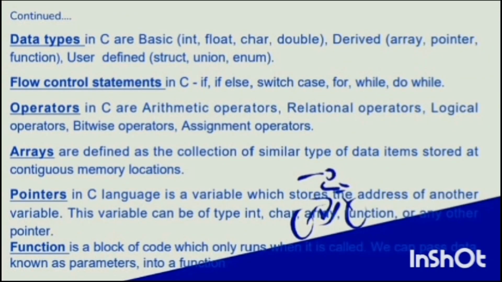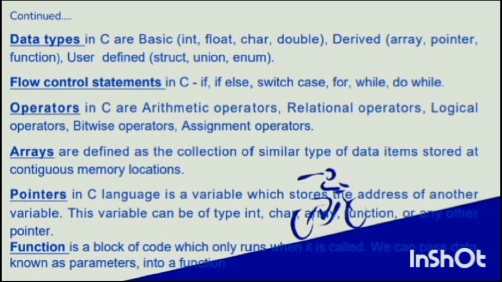Data types in C are basic: int, float, character, double; derived: array, pointer, function; and user defined: structure, union, and enum. Control flow statements in C: if else, switch case, for, while, do while. Operators in C are the arithmetic operator, relational operator, logical operator, bitwise operator, and assignment operator.